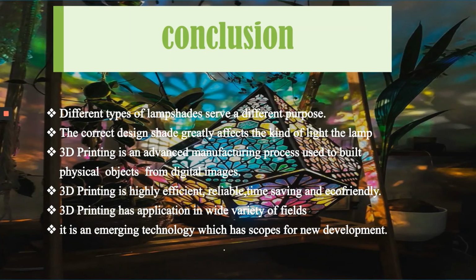The correct design shade generally affects the kind of light the lamp gives, because the design also affects the brightness of the light. When we design a lampshade with a dull surface, a dull color, it can affect the brightness of the bulb. So we use a 3D printer to print out the model of the lampshade.